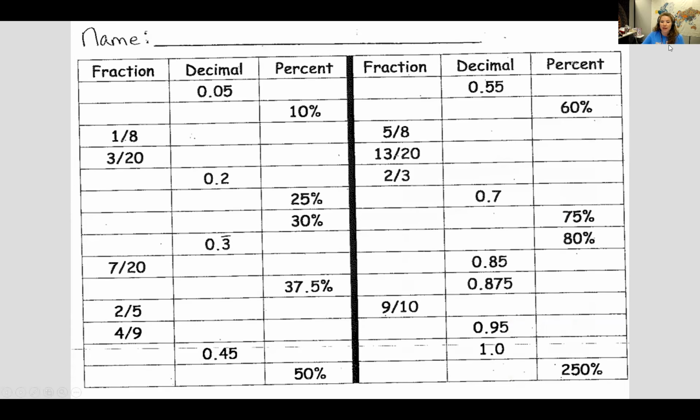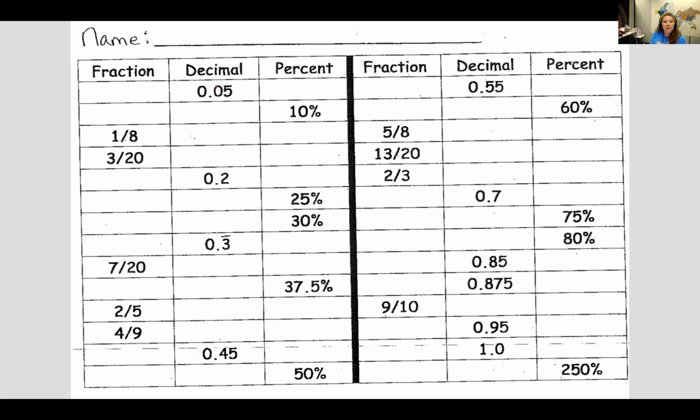I'd love for you guys to practice it on your own. I want you to go from decimals to fractions to percents and fill out what is missing. I want you to pause the video and try to do all this by yourself. And I'm going to go ahead and give you guys the answers so you can check your answer.